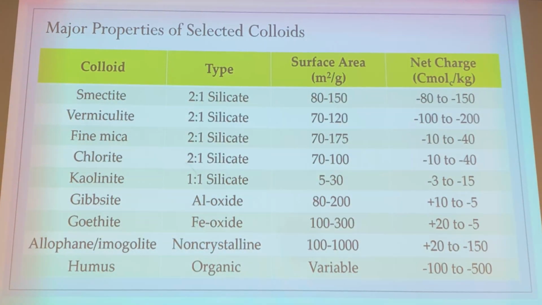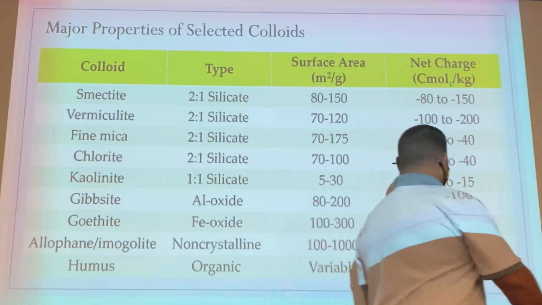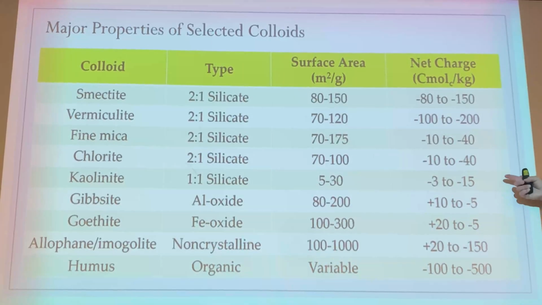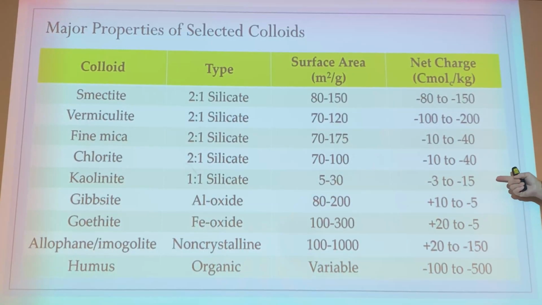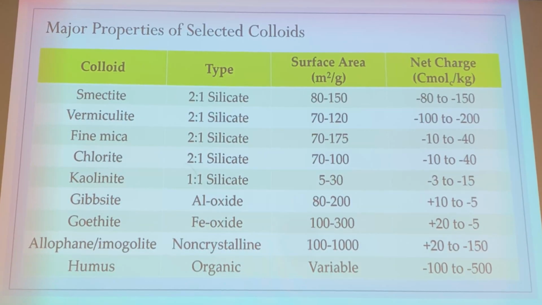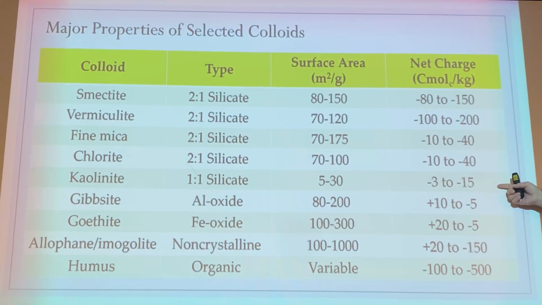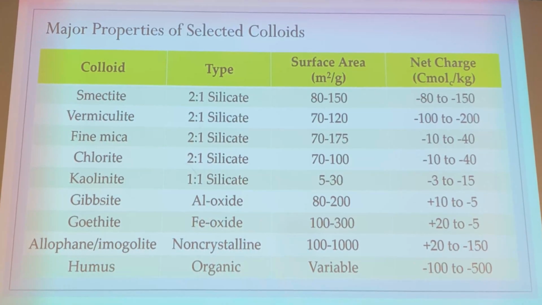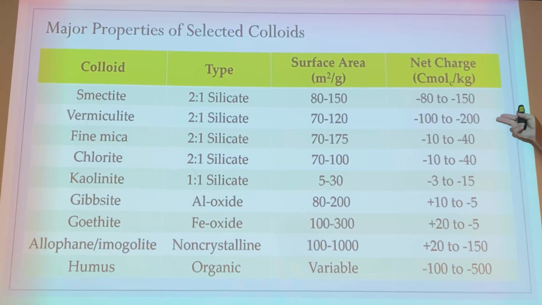Here is a look at some of the properties of some of these soil colloids. If you were farming on a kaolinitic soil, and I'm referencing back to the video, would you consider this a large cup or a small cup? Kaolinite. Small cup. What about vermiculite?